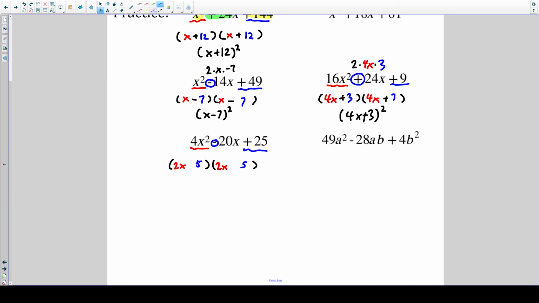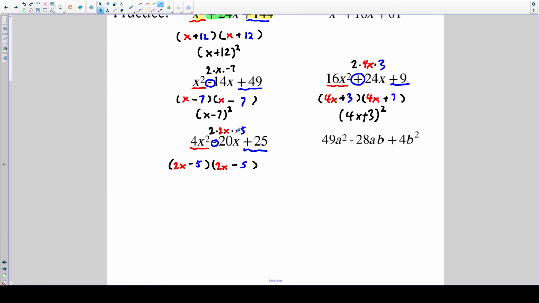Since we have this negative sign here in the middle, we're going to put a negative and a negative. And let's verify that this is actually a perfect square trinomial. We can go 2 times the square root of 4x squared, which is 2x, times the square root of 25. And since we know that there needs to be a negative, it's really actually negative 25.